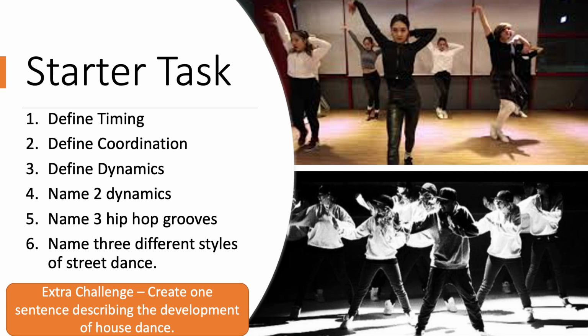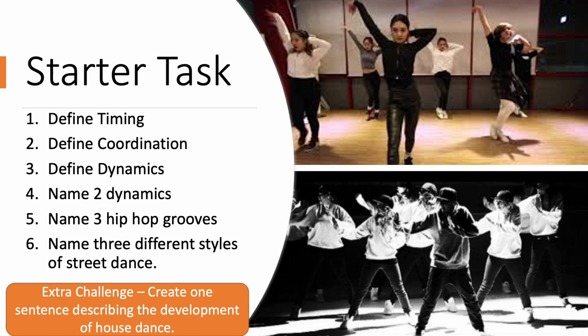Number 2, define coordination. The efficient combination of body parts, so being able to move 2 or more body parts at the same time to be coordinated. Number 3, define dynamics. Dynamics are the qualities of movements based upon variations in speed, strength and flow. And that leads us on nicely to number 4, giving examples of 2 dynamics.